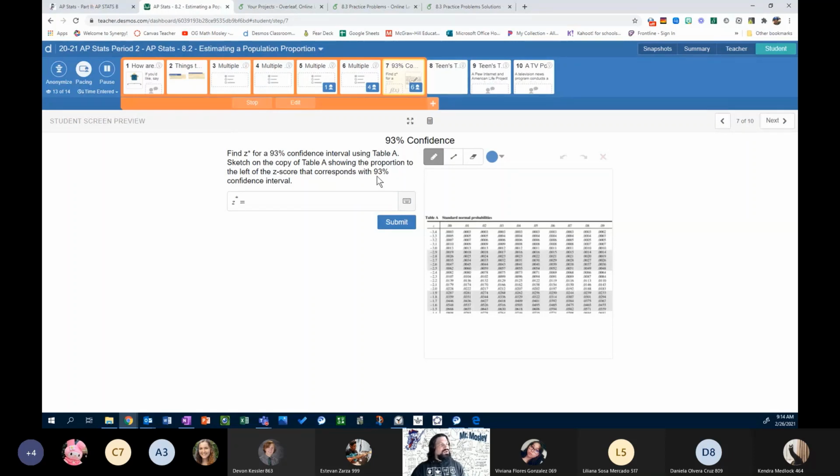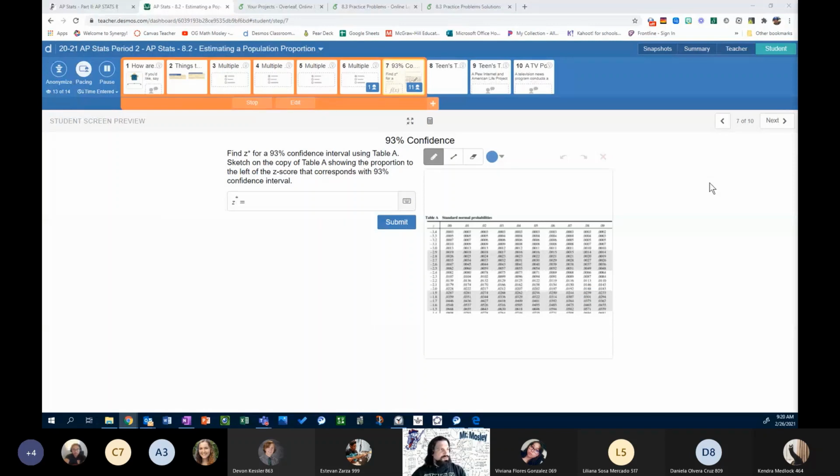You're going to sketch on the copy of table A showing the proportion to the left of the Z-score that corresponds with a 93% confidence interval. Remember, our 93% confidence interval captures the center 93% of our normal curve, leaving a proportion of that curve split evenly between the two tails. You need to determine what's left over, divide that number in half, find that percentage as a decimal in the interior of table A, and then trace it to the left-hand column for Z and the top row for Z to create your Z score. Remove the negative sign, and that becomes your Z star.